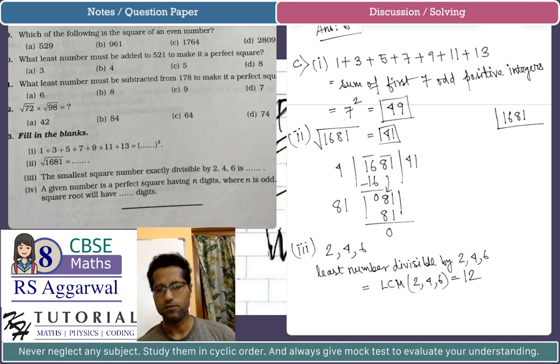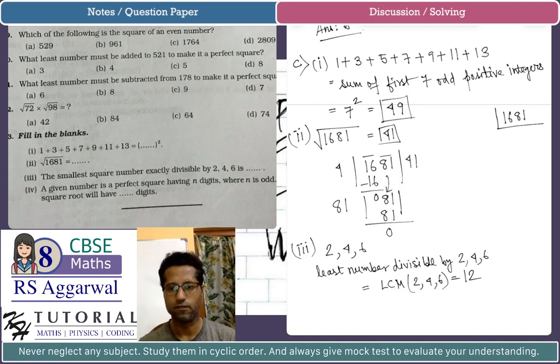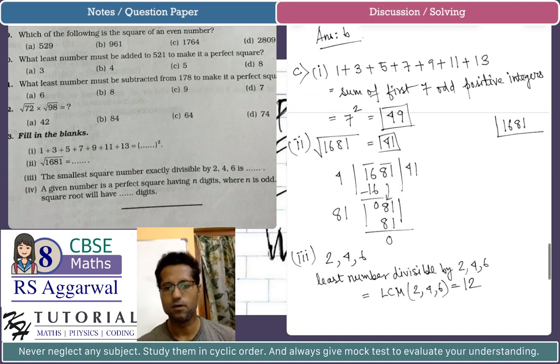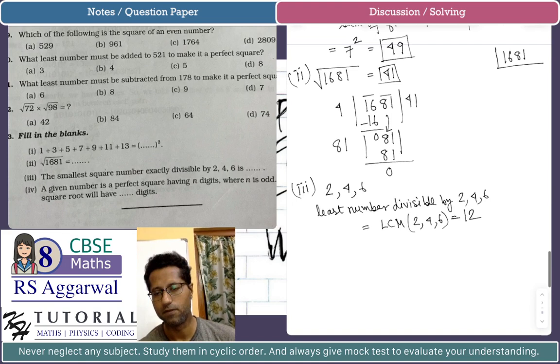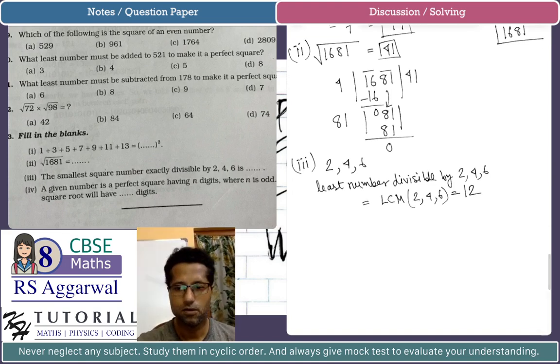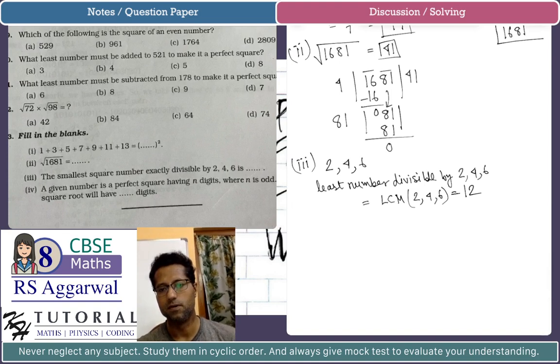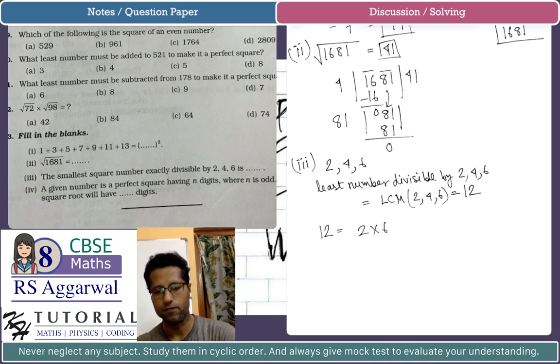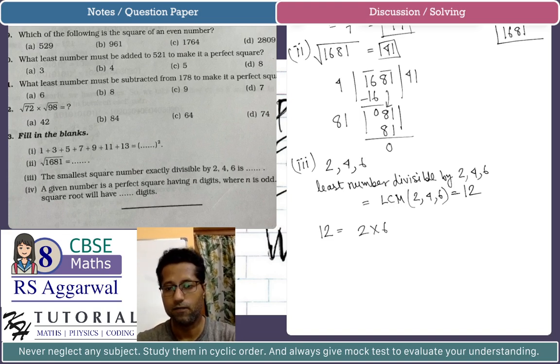So the least number which is divisible by 2, 4 and 6 is 12. From there we have to start hunting for the least number which is a perfect square and divisible by 2, 4, 6. Now 12 we know is equal to 2 into 6. Now from the 12 we do prime factorization, and we see 12, its prime factorization is 2 multiplied by 2 multiplied by 3.